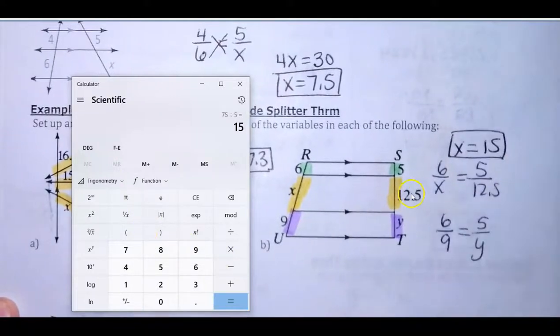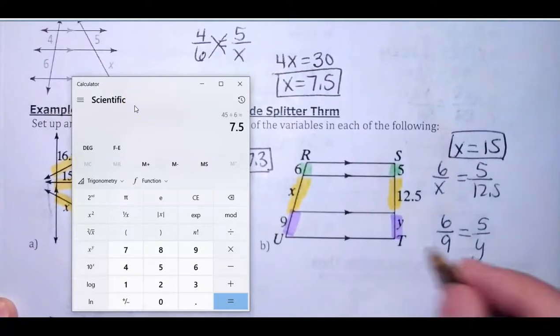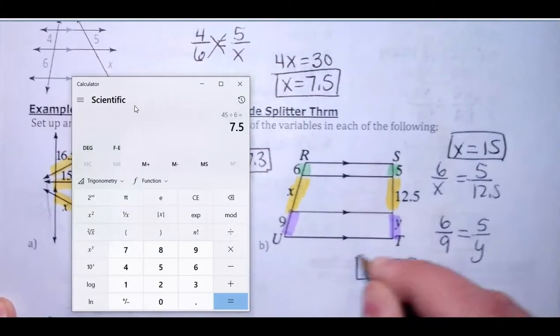And for the y, we're just doing this. We're going to do 9 times 5 equals 6 times y. So 9 times 5 is 45. And then I'm going to divide that by 6. So that must be the number of the day today. Y is going to be 7.5 there.